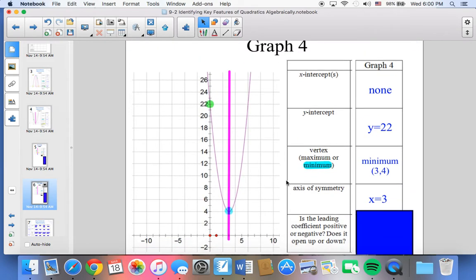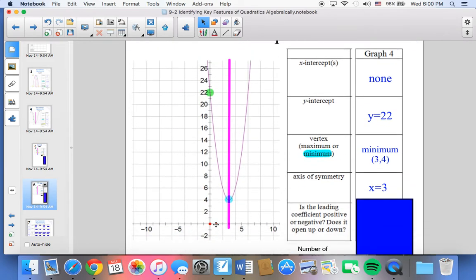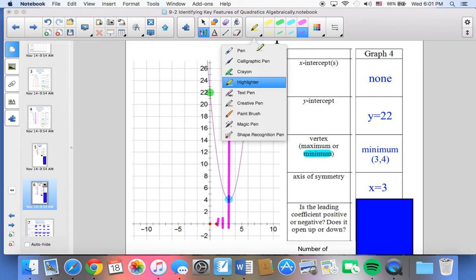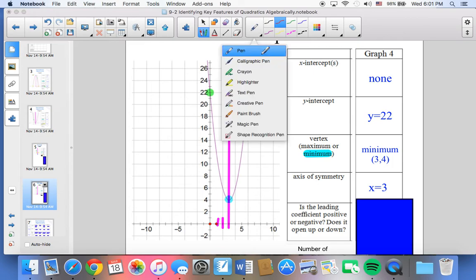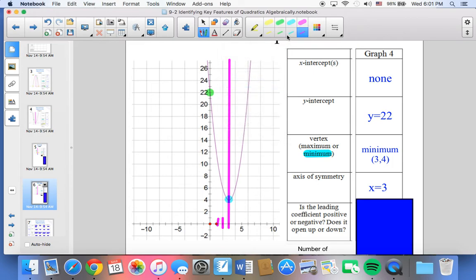This graph, again, is a little hard to read like number 1. Here's 1. Here's 2. Here's 3. x equals 3. Is the leading coefficient positive or negative? Well, is it opening up or down? We know by now, I think we can see it's opening up. It is a smile, so the leading coefficient is positive.